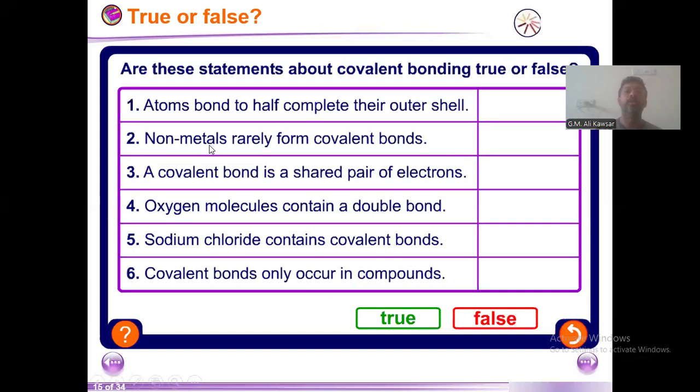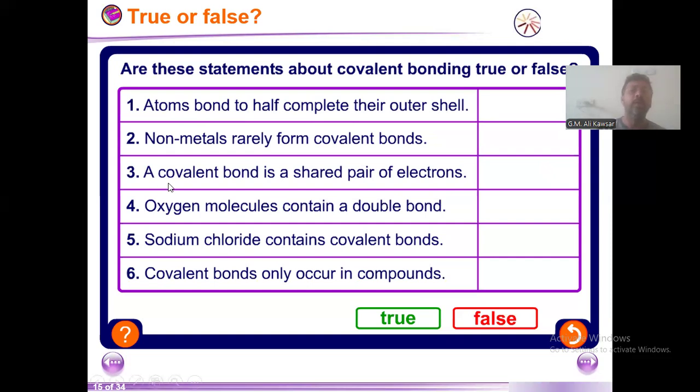Just before finishing the class, let's look at the true and false questions. I hope you will be able to answer all of these. Atoms bond to half complete the outermost shell. It is wrong, right? Atoms bond to half complete their outer shell. It is wrong, so false. Non-metals rarely form covalent bonds. That is false, right? Usually non-metals actually transfer electrons. They engage in ionic bonding, not covalent bonding.